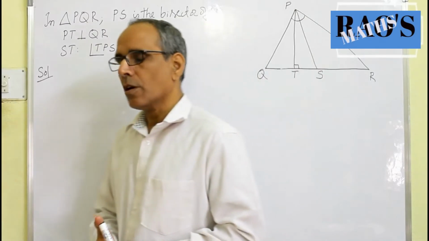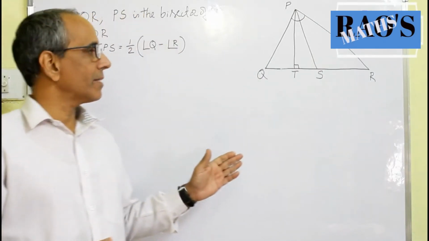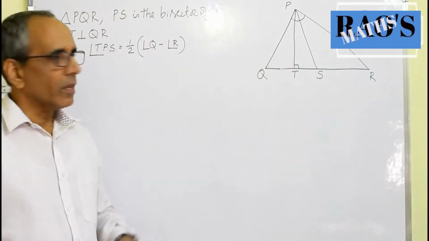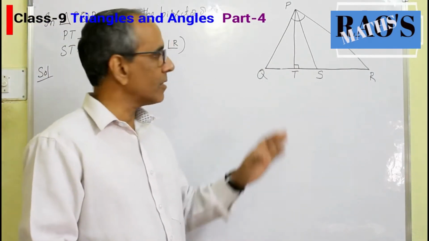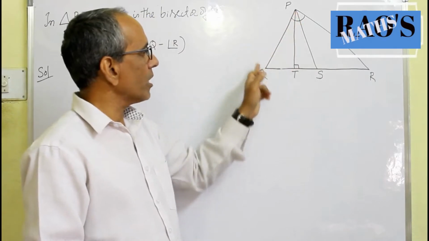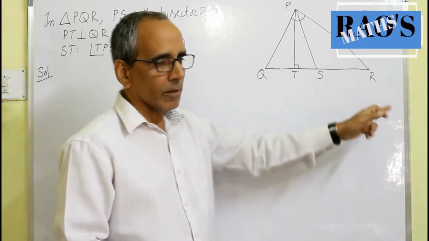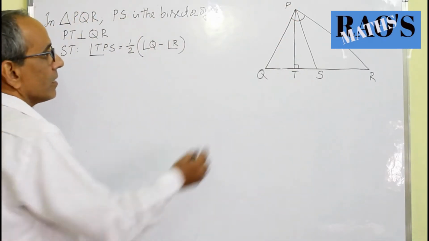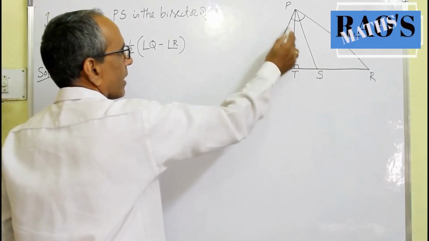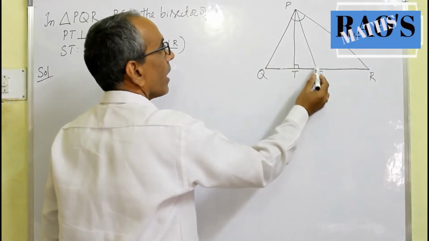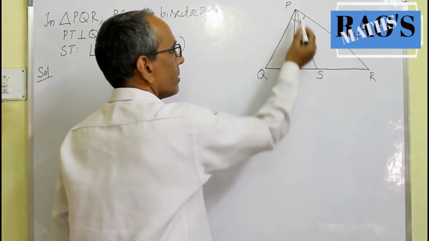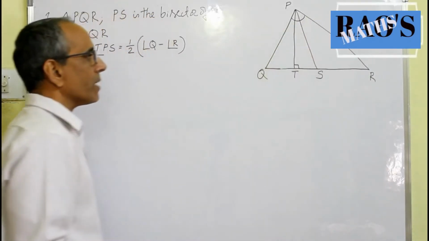In this triangle PQR, PS is the bisector of angle P and PT is the perpendicular to QR. So we have two right angle triangles in this figure. That is, one is PQT, the other is PTR. This is the bisector of this angle. So I say QPS and SPR are equal because PS is the bisector of the total angle P.